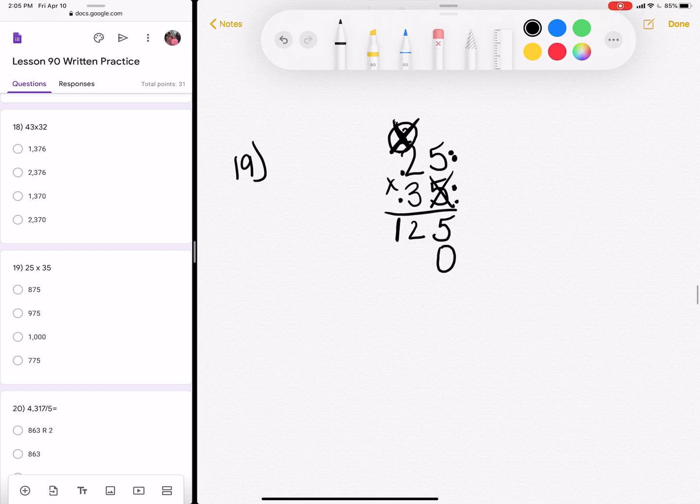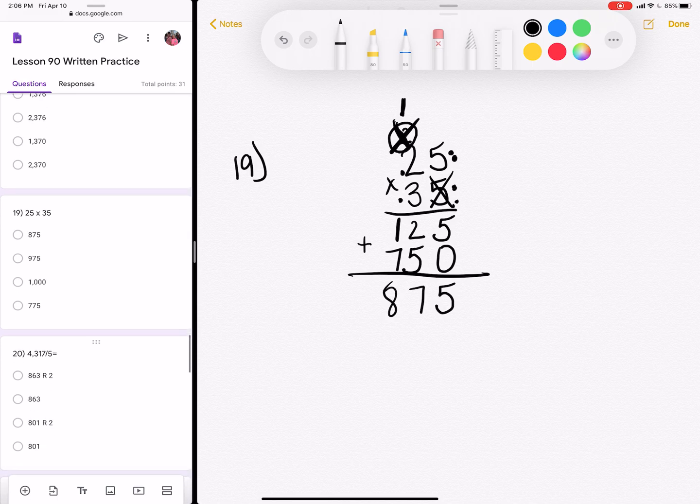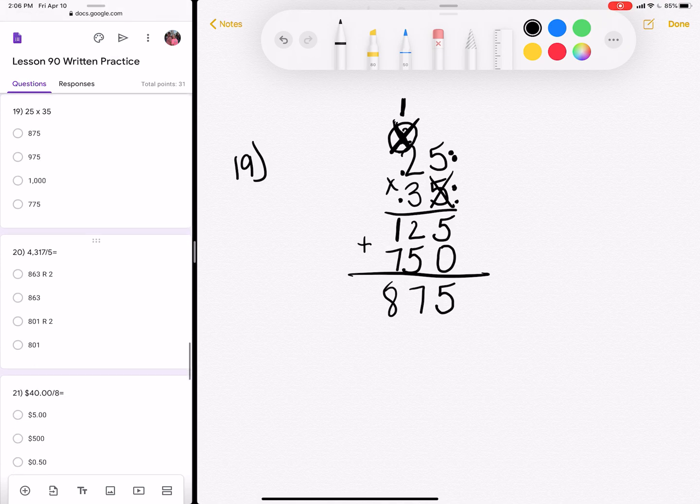3 times 5 is 15. See, now we're carrying again, and we wouldn't want to confuse 2 and 1. 2 times 3 is 6, plus 1 is 7. 5 plus 0 is 5, 2 plus 5 is 7, 1 and 7 is 8, and you should get 875 for number 19.